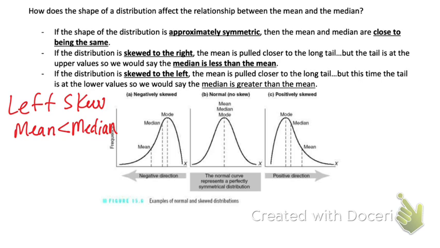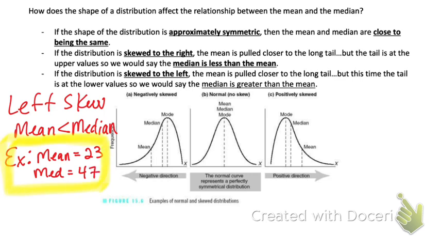So, how is this helpful? Check this out. Let's just say I tell you that the mean of a distribution is 23 and the median of that same distribution is 47. And this is the only information I give you. I tell you nothing else. I say, hey guys, I have a distribution that has a mean of 23 and a median of 47. You can look at that and see that the median is much bigger than the mean, and you could then tell me that I have a left skew distribution just from those two numbers.